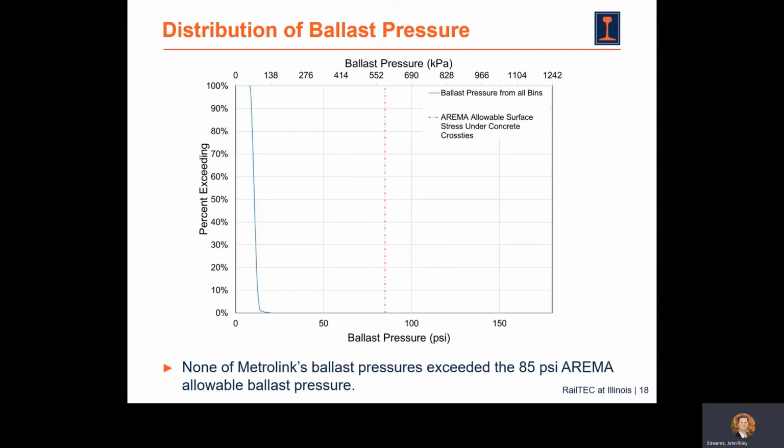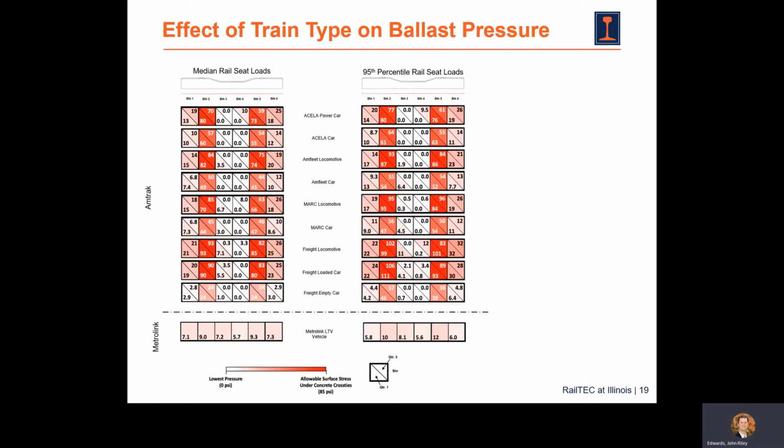Another good example of very low ballast pressure values at our second site. This is still St. Louis Metrolink. Here's our 85 PSI value put forth by ARIMA as our maximum allowable ballast pressure, and here's the entirety of our bends beneath the crossties in St. Louis. Nowhere near, plenty of residual excess capacity at that ballast to crosstie interface.